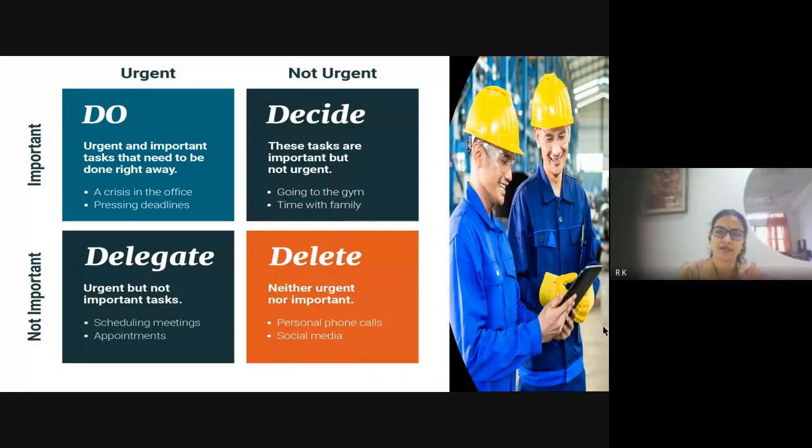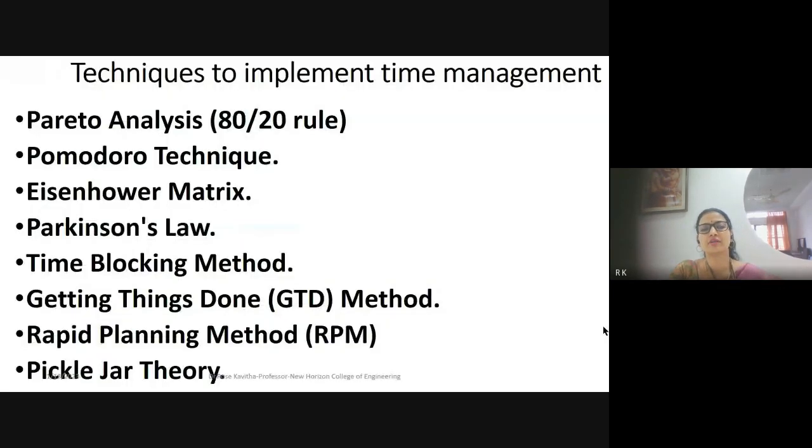And then, very urgent but not important. I think I have given you an example also about a candidate's interview. It was very urgent. The boss gave it to me and I need to do it, but it is not important for me. And then not urgent and not important: just delete it from your mind. Half of the time, this happens. It will be very nice.